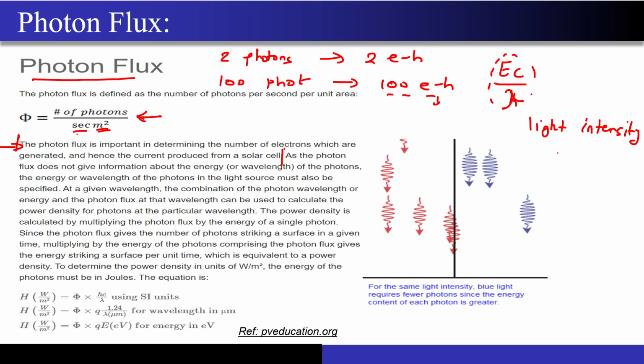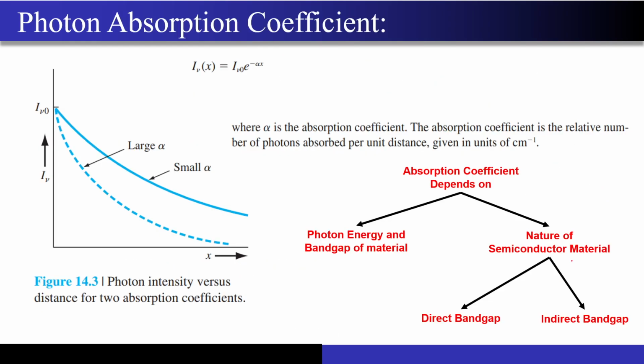Its units will always be in watts per meter square. That meter can be converted into centimeter also. This is what you are seeing over here. This phi, the photon flux, is being multiplied by the energy of each photon, and what you get is the power intensity or power density, with units of watts per meter square. So I hope this concept of photon flux is very clear. Now we will come into this case.